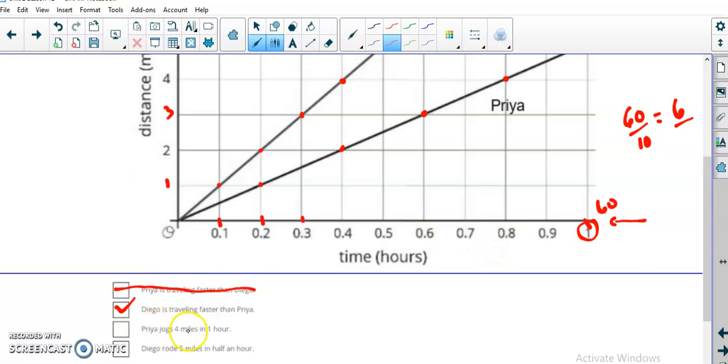Priya jogs 4 miles an hour. Well, you just looked at Priya's time, which is 1 hour, and in 1 hour she did 5 miles, so that's not true. She did 5 miles in 1 hour, not 4 miles.